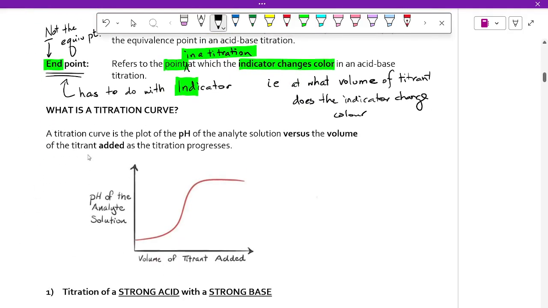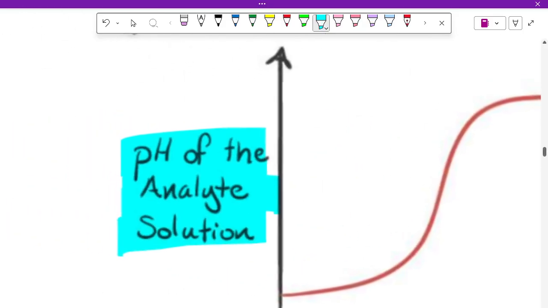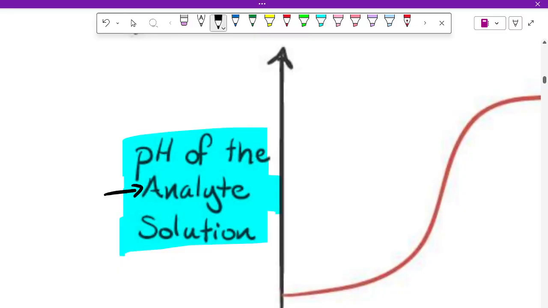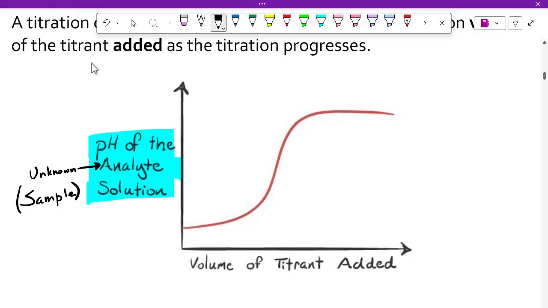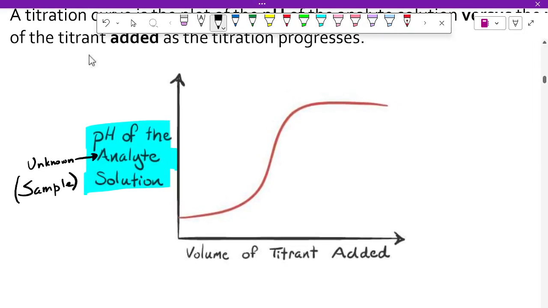This is what a titration curve looks like. We have the pH of the analyte solution. Remember, what is the analyte? The analyte is the unknown, also known as the sample. And then we have the volume of the titrant added. So for example, this might be the pH of the HCl solution.